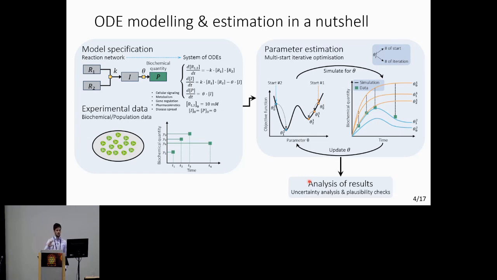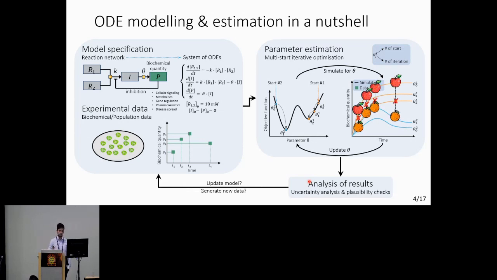Then we can analyze the results. Specifically, there is something called uncertainty analysis to see how certain we are in our estimates, and plausibility checks of how biologically plausible our simulations are. These can then lead to an update of the model. For instance, we can choose to introduce an inhibition in the model and see how that works, or we can generate some new data if we see that we need the new data.